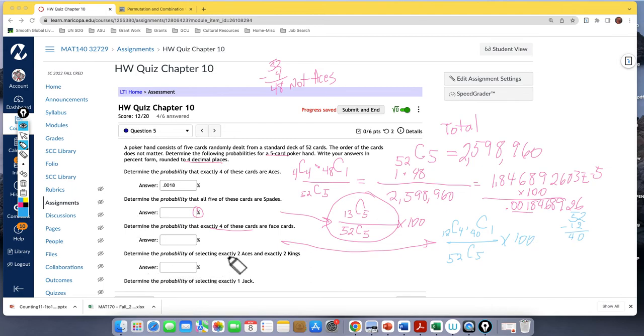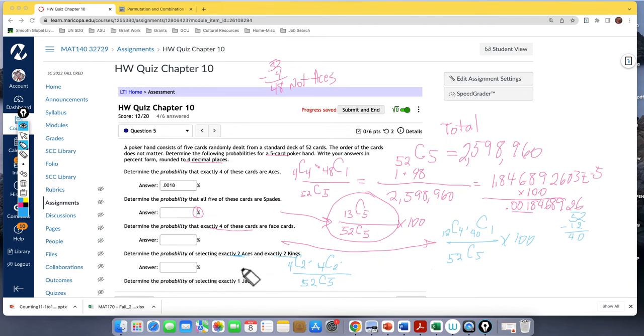Okay, determine the probability exactly 2 aces and 2 kings. And again, the denominator is always the same in all of these because that's the total number of different hands we could have. 2 aces, so there are 4 aces, and from those 4 aces we're going to choose 2. There's 4 kings, so for those 4 kings we're going to choose 2. And don't forget the last card, or maybe it's the first card, the other card. There's 5 cards, right? So we've counted aces and kings. This last card is not an ace or a king, so that's 52 minus 8, right?